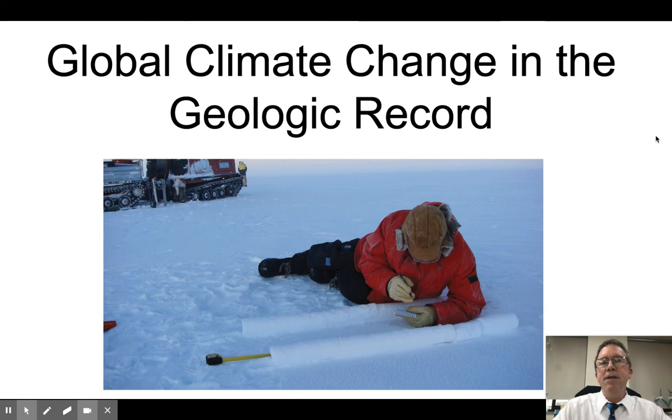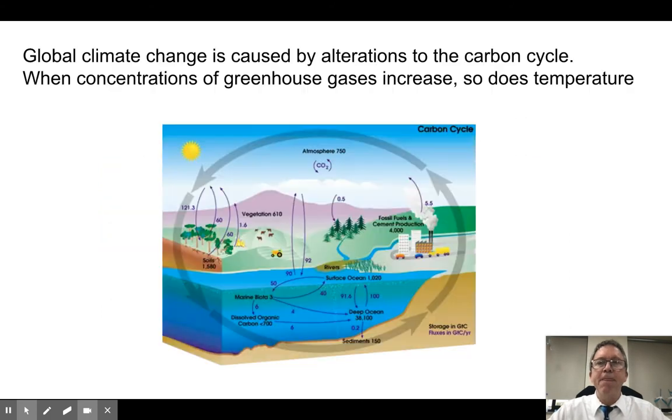Okay, so in this screencast, I want to talk about global climate change as we observe it in the geologic record and how we can use what we observe there to try to assess where things are going currently. So let's remember that global climate change is primarily a function of carbon dioxide content in the atmosphere.